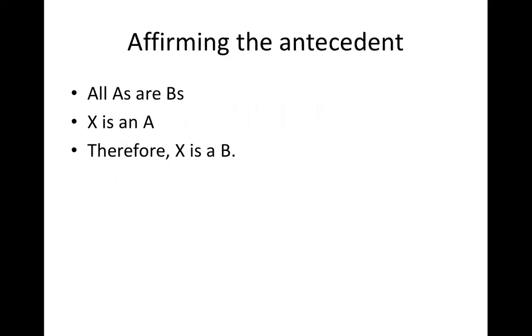Now let's put it in practicals. All A's are B's, X is an A. That affirms the antecedent. Therefore, X is a B is the conclusion. So you will see that the second premise is affirming the antecedent. Because of that, we say that the whole argument affirms the antecedent, or it is an argument that affirms the antecedent.